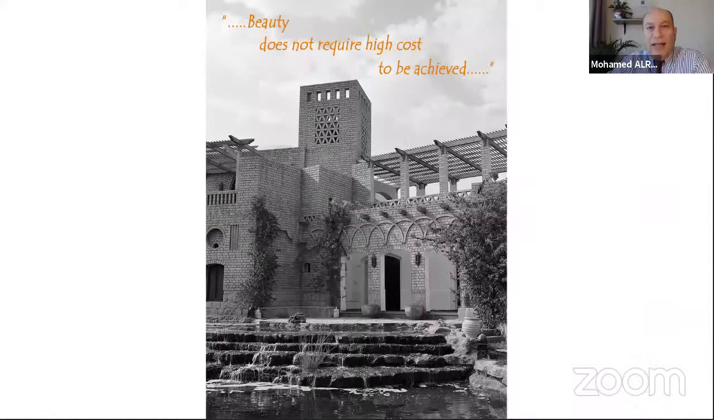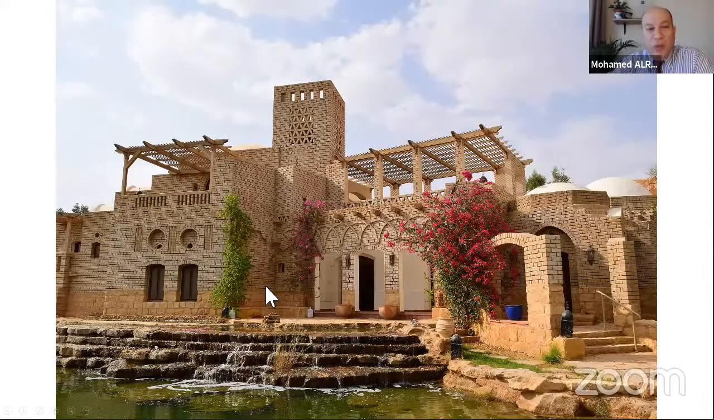And here I'm going to show you some features of this building with the titles. I say it's like messages we transmit to the new generations upcoming in the future. I say beauty does not require high cost to be achieved. We are using just stones extracted from the local site, and we constructed by use of compressed earth block. These blocks were produced from the local soil of that farm.